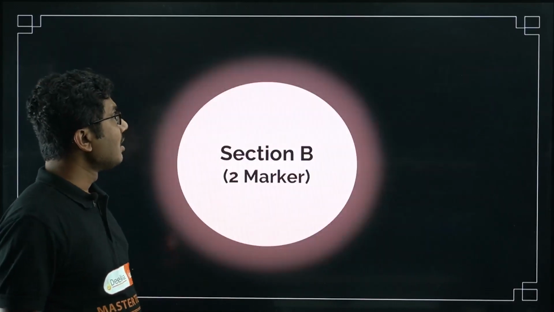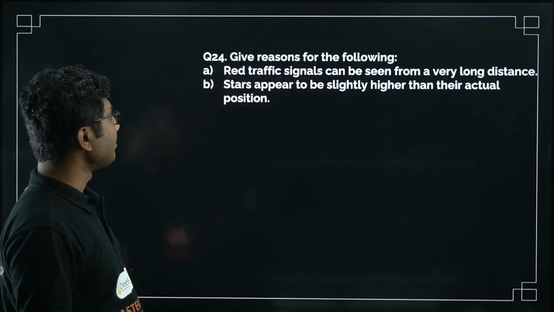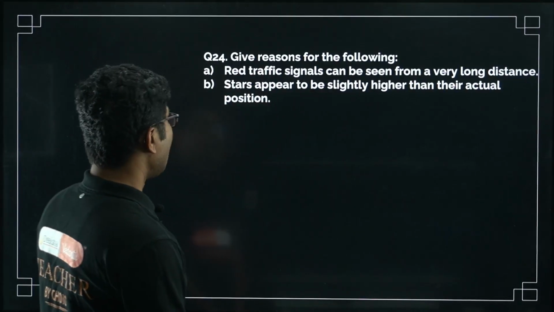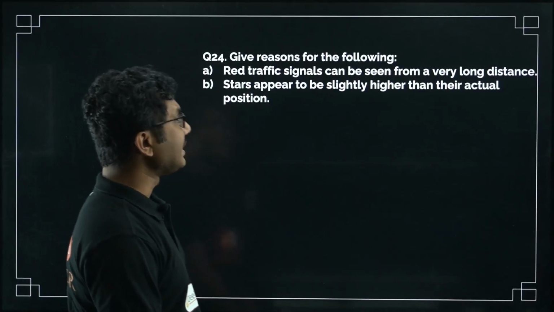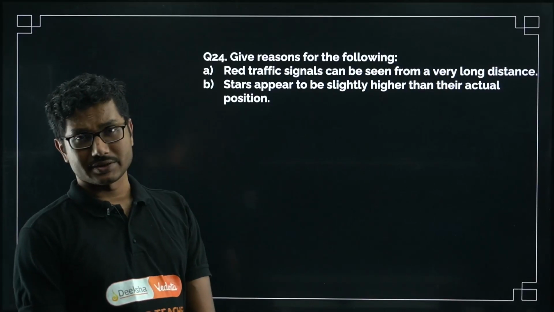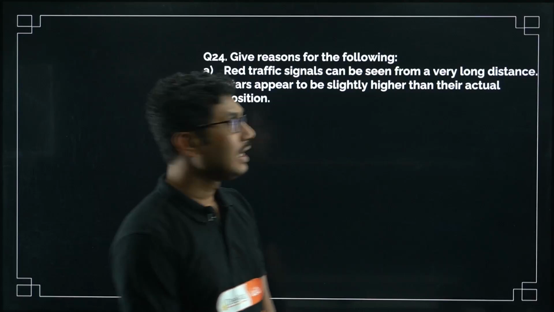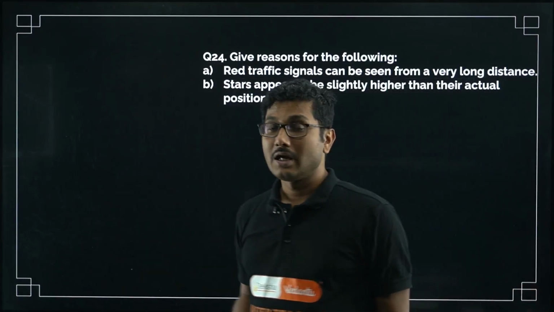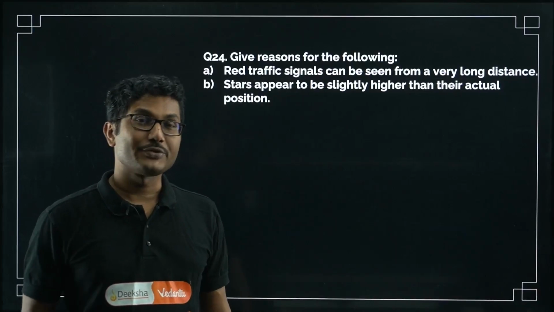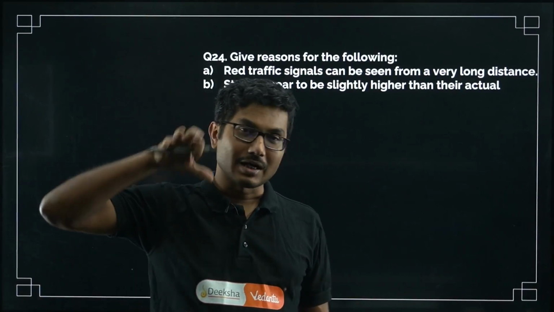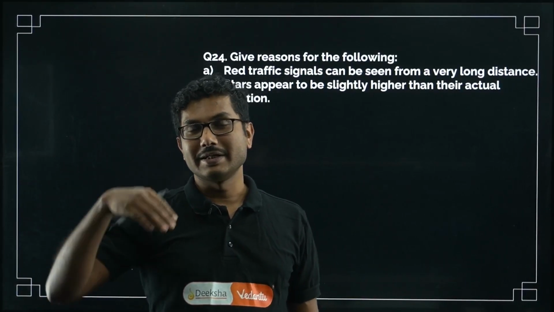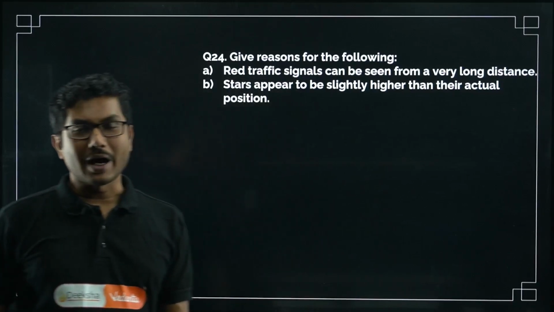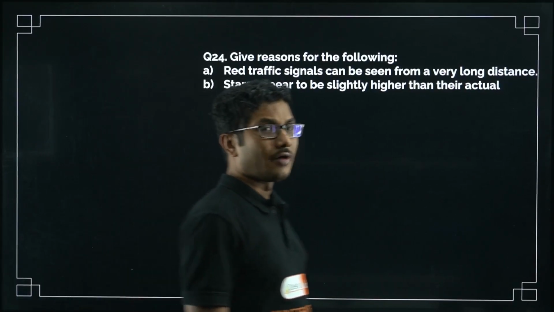Now let's move on to section B, the 2-marker questions. Give reasons for the following. Red traffic signals can be seen from a very long distance. If you have seen the danger sign, the traffic signal, when you are moving in traffic, whenever there is a red sign, the car stops. Whenever it gives you a green sign, the car starts moving, right? So why is the red light used for a danger sign?